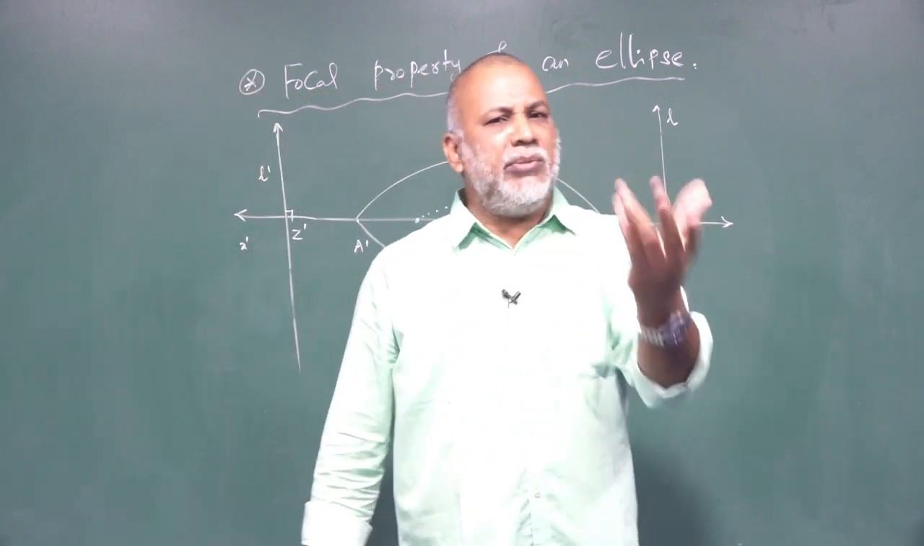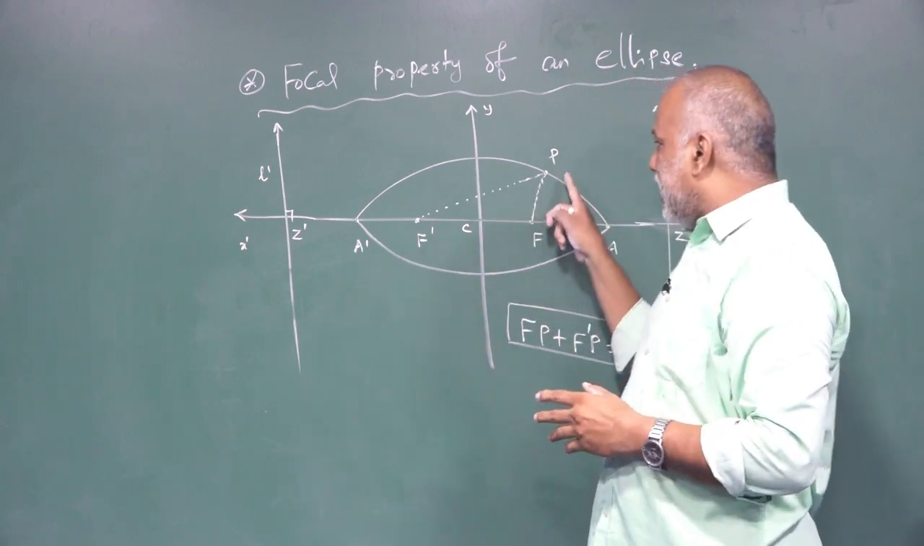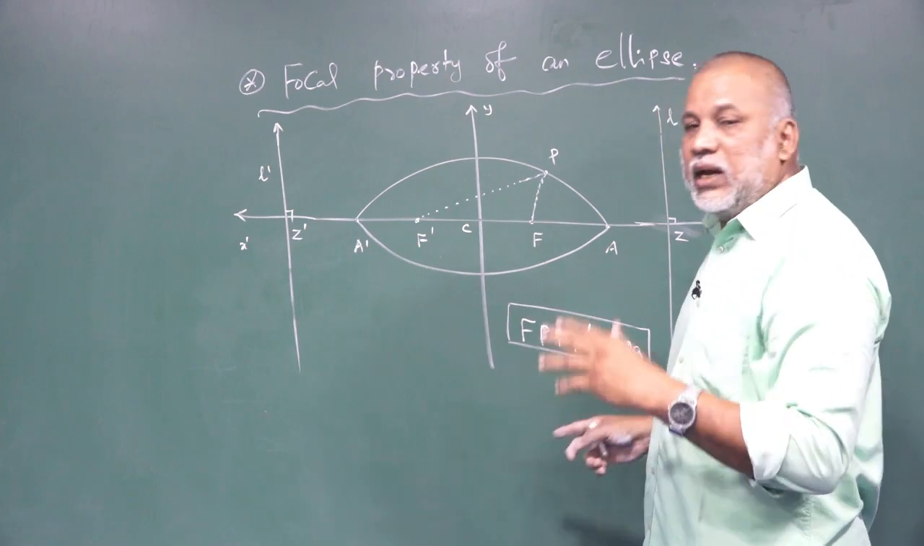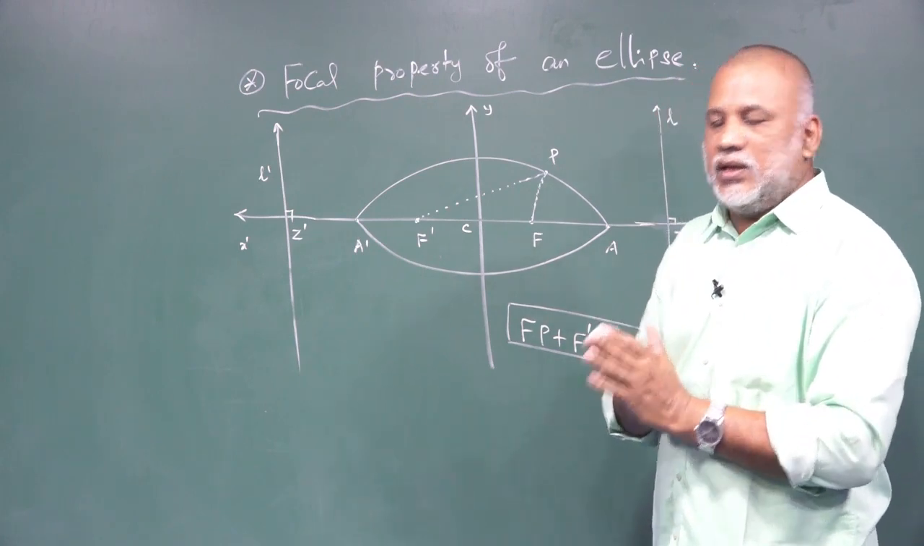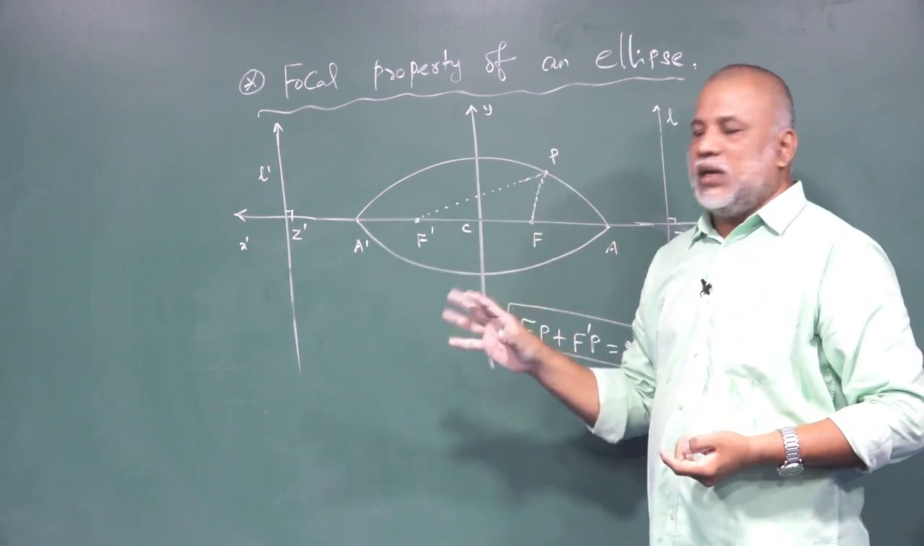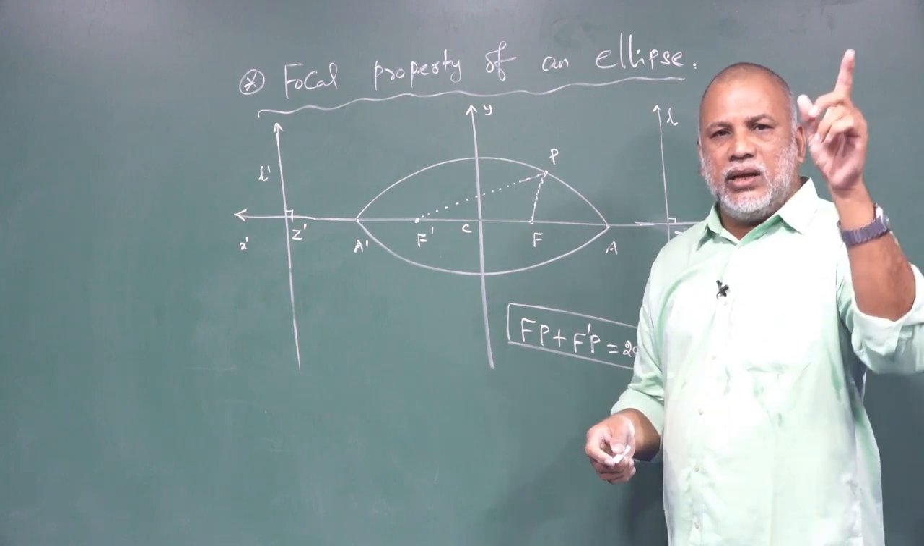We need it in many places. So, this is called the sum of the focal distances of any point on an ellipse is equal to the length of the major axis. We are going to derive based on this diagram. Very carefully listen. We already derived the concept in conic.